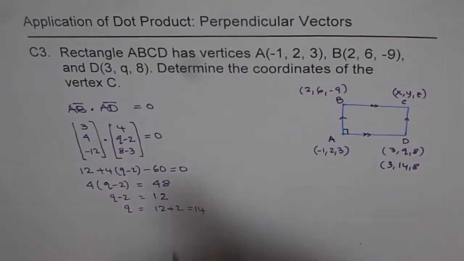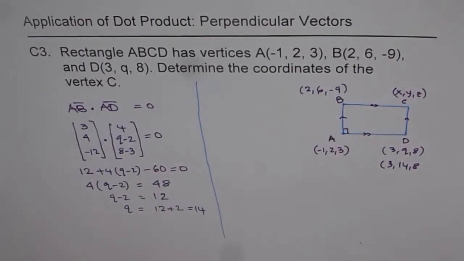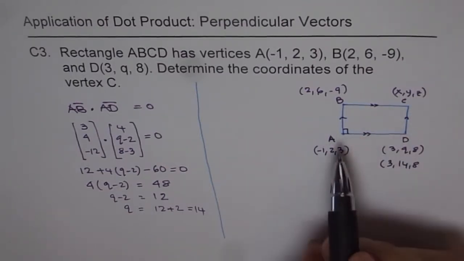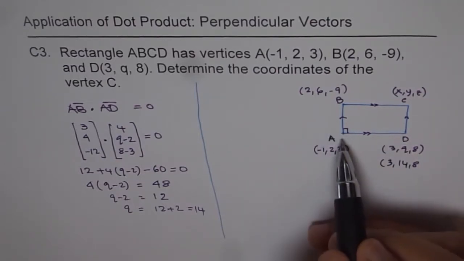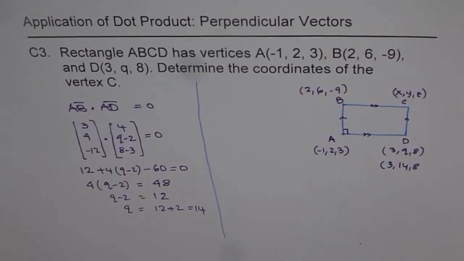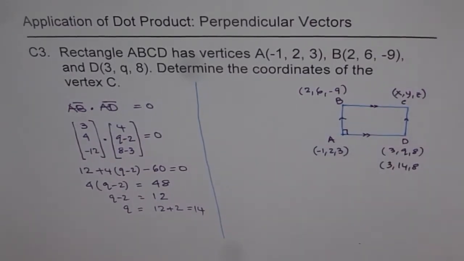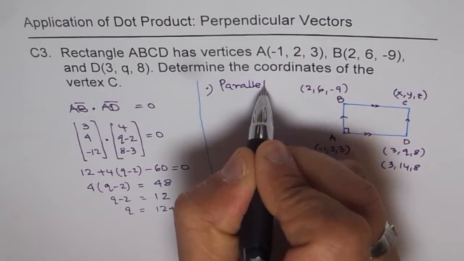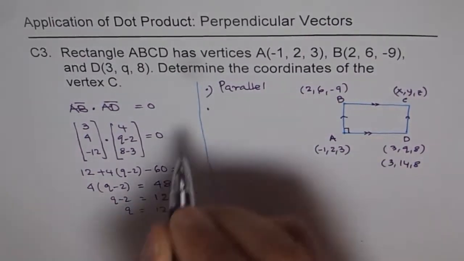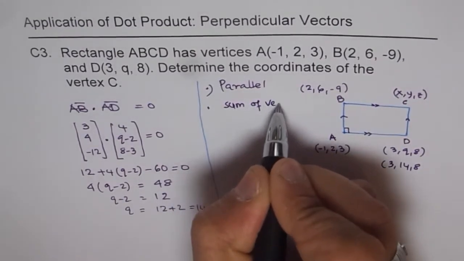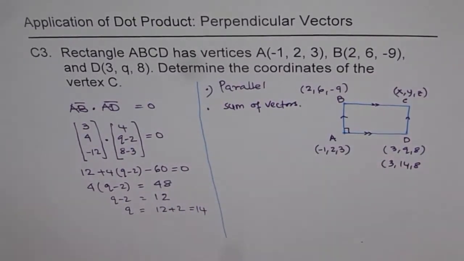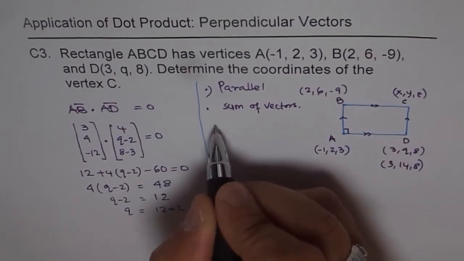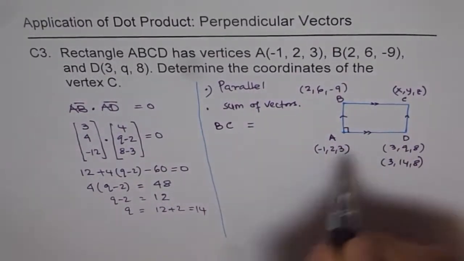Now to find C, what should we do? To find C, we'll adopt that they are parallel, so we can use that, or you can do AD plus AB, which will also give you C. So that is another way of finding C. Either method is good enough. The method you can adopt is using parallel lines, or the other method could be the sum of vectors. At this stage, both will work. Now to find C, what we notice is that BC is equal to AD. So let's do BC equals AD.